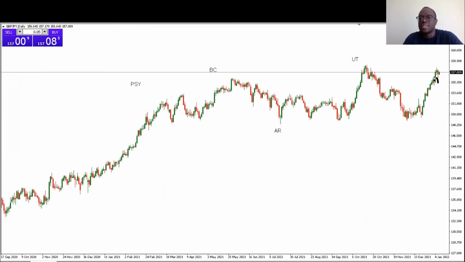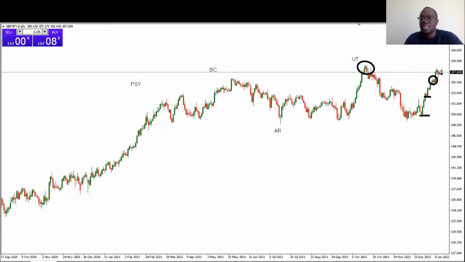So now I'm paying attention to these zones, right? And this one also, and this one, and this one, right? So you can notice this is our UTD, right? On the monthly chart we had this level, which is our highest level at this point.